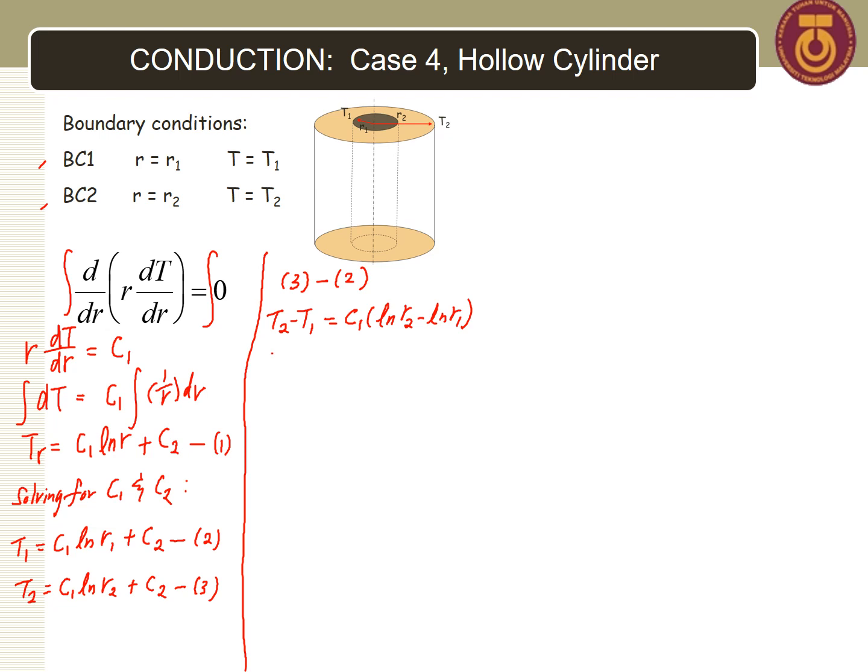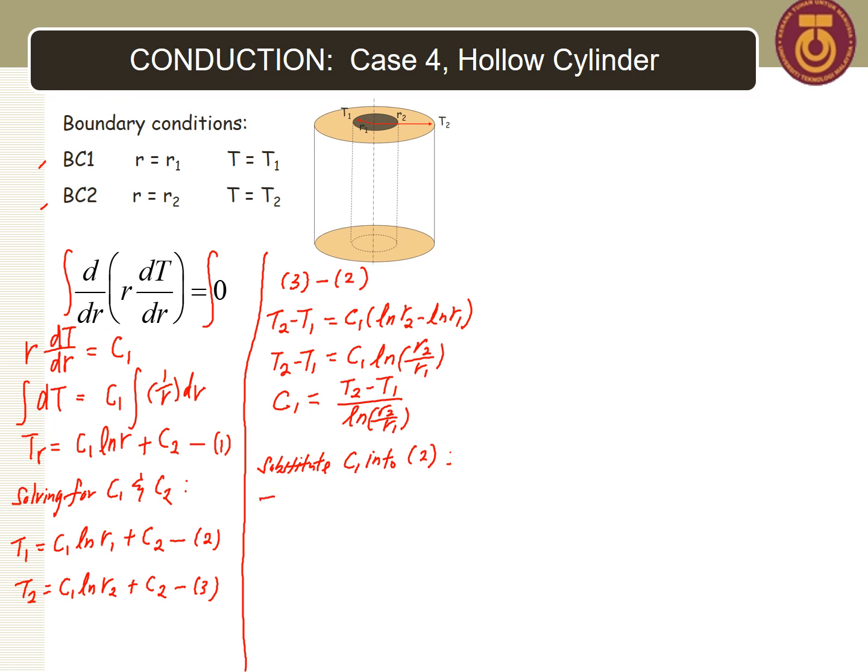Okay, we will get T2 minus T1 equals C1 times ln R2 over R1. Let's simplify it. Then we will get C1 equals T2 minus T1 divided by ln R2 over R1. So now we have solved for C1. Then we now want to solve for C2. What to do? We substitute C1 into equation number 2.